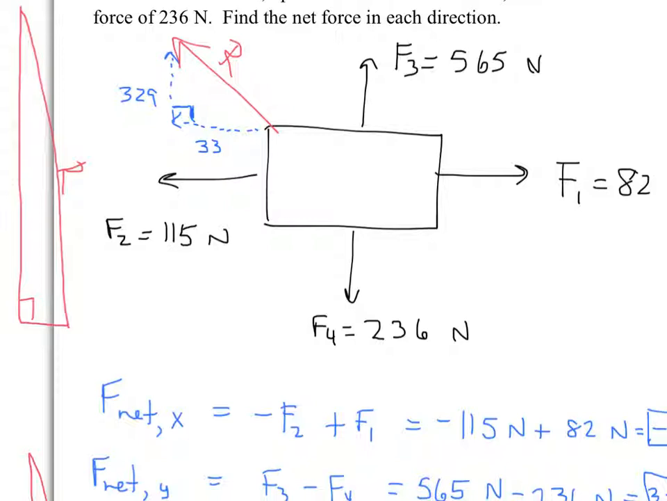I could replace this entire diagram with just that red vector with the R there. With only that red arrow, it's the equivalent of all four. That's what you're doing physically.